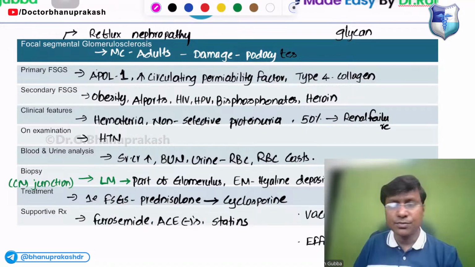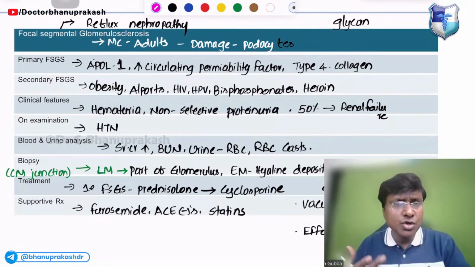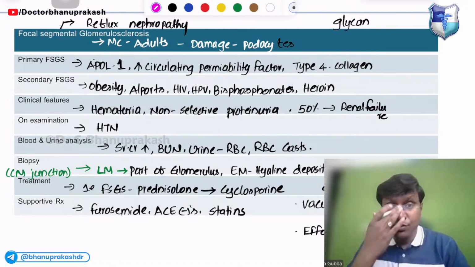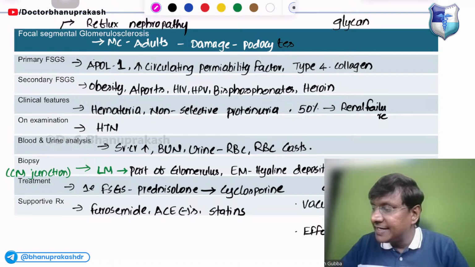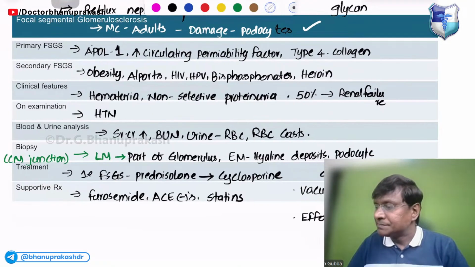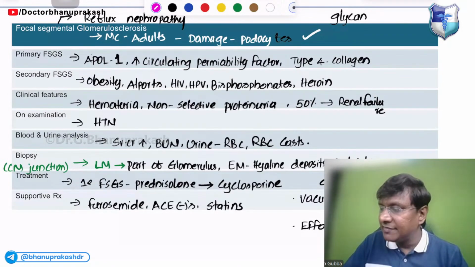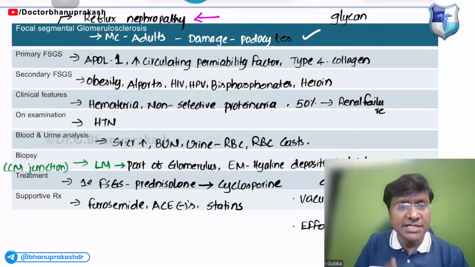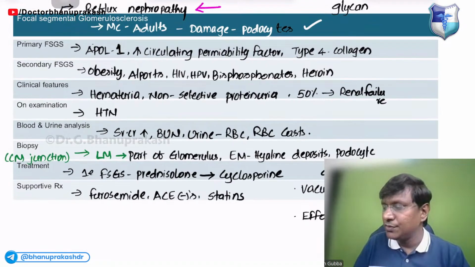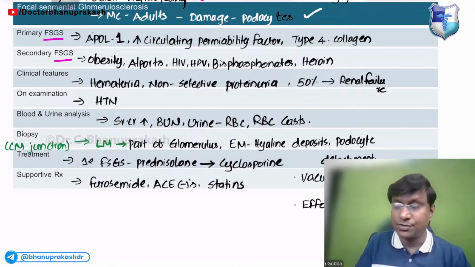Now, coming to the most common form of nephrotic syndrome in adults, that will be focal segmental glomerulosclerosis, where you have damage to the podocytes, right? And these patients with focal segmental glomerulosclerosis are said to have reflux nephropathy. And in focal segmental glomerulosclerosis, you have two forms. One is primary and the other is secondary focal segmental glomerulosclerosis.